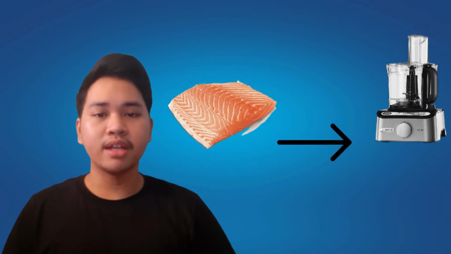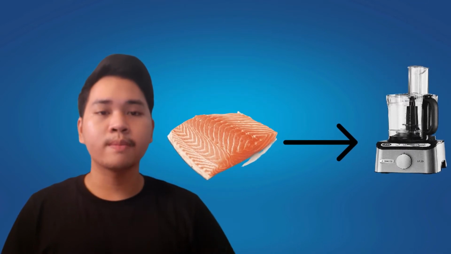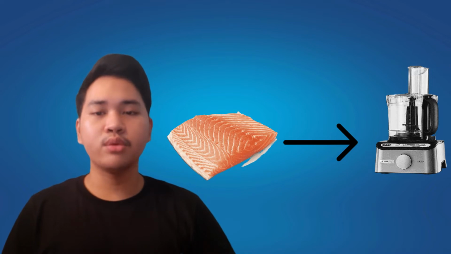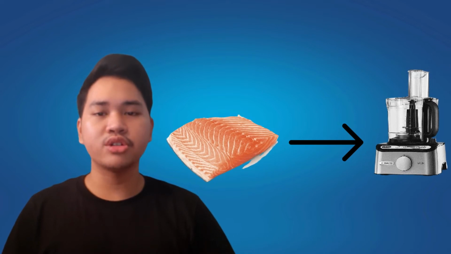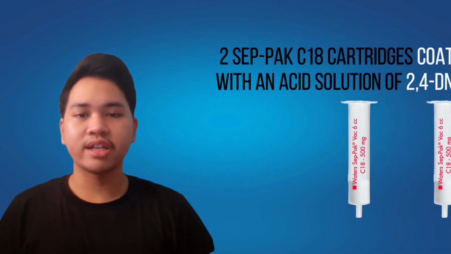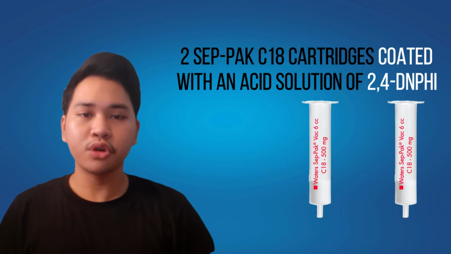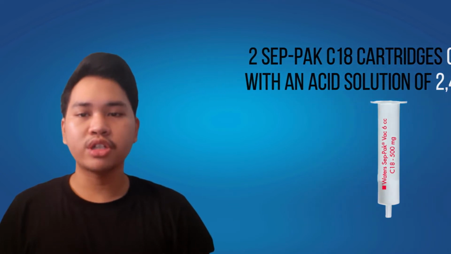The fishes were purchased at a local store and washed with distilled water and a saturated NaCl solution. Their flesh was then blended into a fine puree in a food processor. Until it was tested, the puree was stored in a 15 degrees Celsius sealed polyethylene bag. 2 SEP-pack C18 cartridges coated with an acid solution of 2,4-DNPH were used to purge aliquots of the fish samples in a 500 ml glass recipient with N2 for 40 minutes. The 6 carbonyl compounds were trapped and detected because of this.